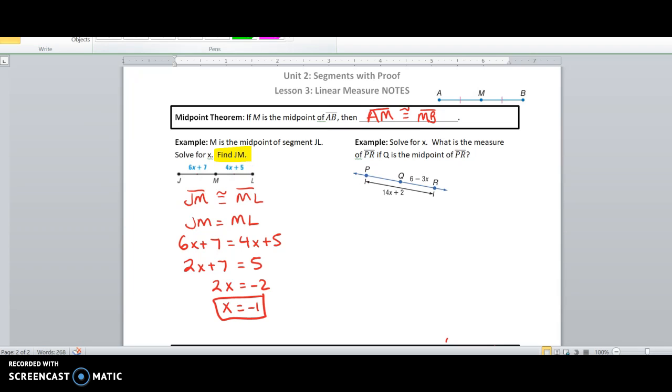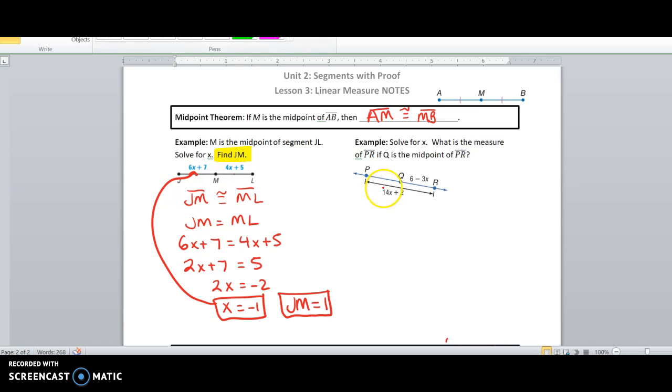It also asks us to find JM. So we're going to take our x and plug it in for the expression. 6 times -1 is -6. -6 plus 7 is 1. JM equals 1.